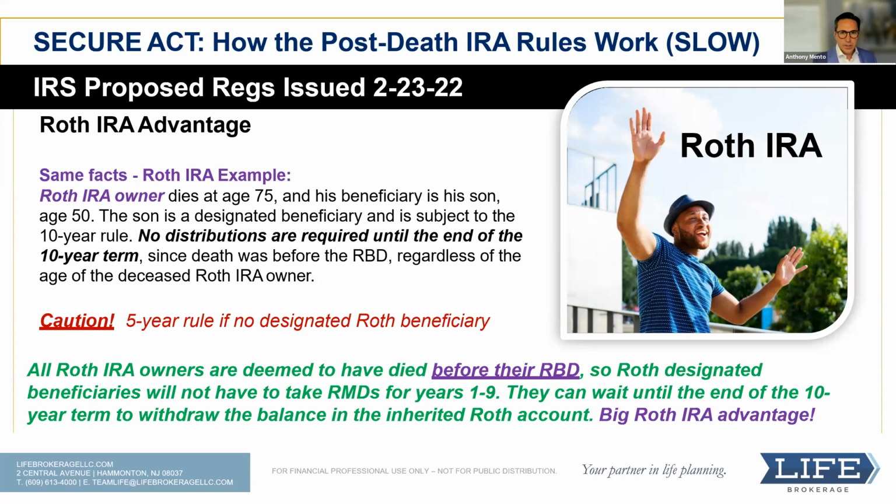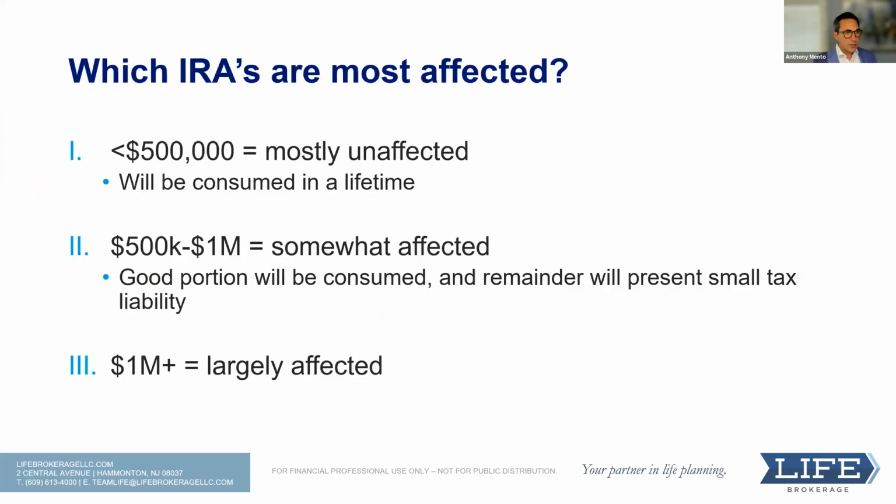For Roth IRAs, we'll touch on them here. No distributions are required until the end of the 10-year term, since death was before the required beginning date, right? And again, what we described was make sure you have your beneficiary forms in place. Otherwise, it's a 5-year rule. So there's a huge Roth IRA advantage here that we'll touch on later in the show.